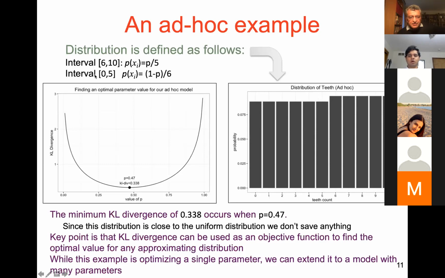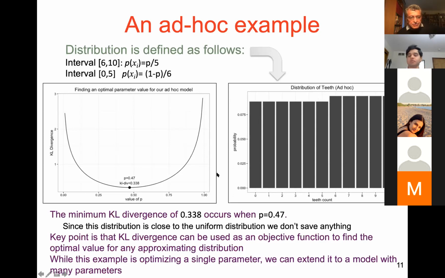So we say in the interval 0 to 5, the probability is given by 1 minus p, some value, 1 minus p over 6. And the value from 6 to 10 is equal to p over 5. If you add up all these numbers, it should add up to 1, of course, right? So this is how we define it. It's a very peculiar distribution. Half the time it's one value, other half the time it's another value.